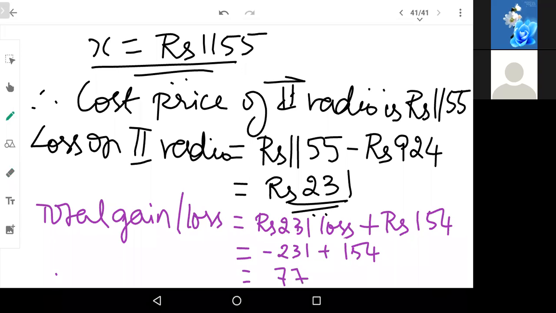But if you understand the problem, 231 is the loss, so the loss is more than the profit. Which means he is at a loss of 77 rupees. That is why you got minus 77. So his total loss is rupees 77. Understood?